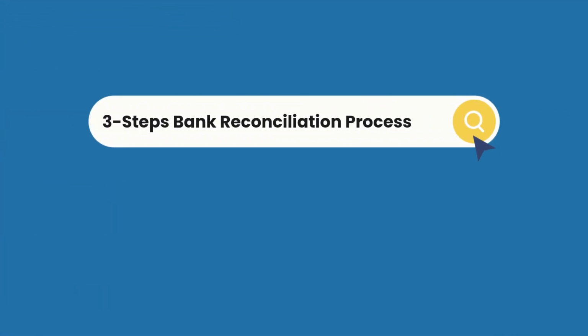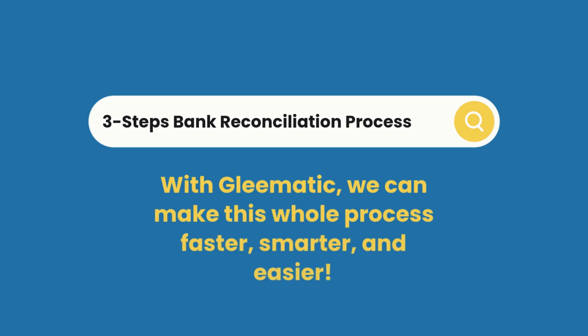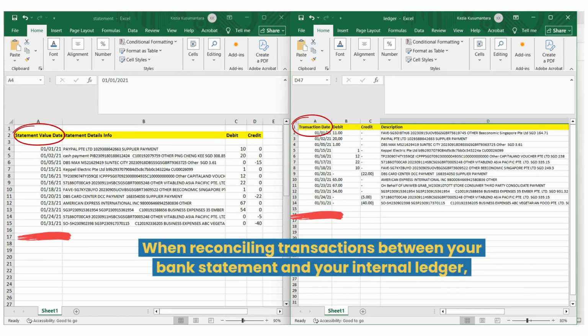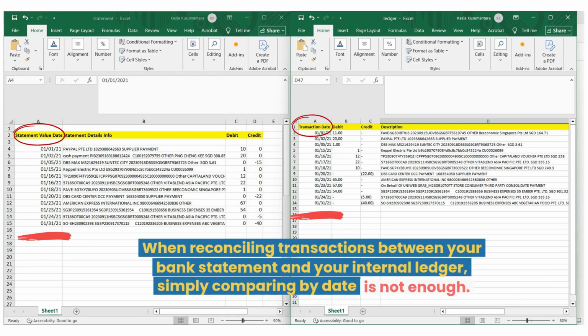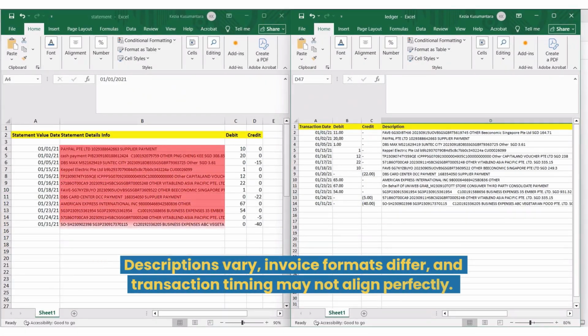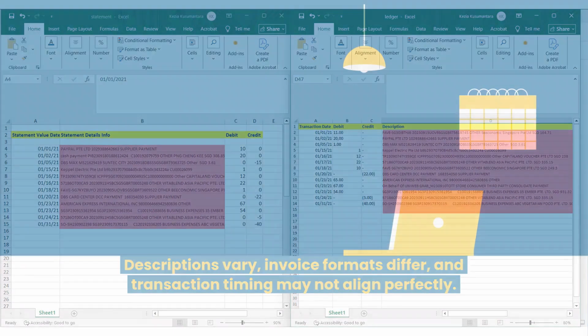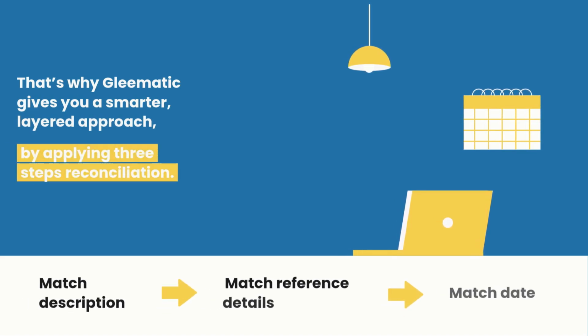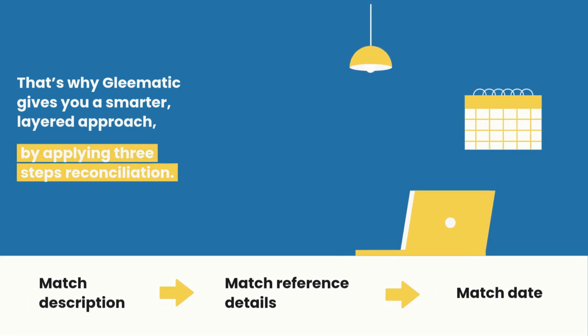Three-step bank reconciliation process. Gleematic can automate the process, so we can work faster and smarter. When reconciling transactions between your bank statement and your internal ledger, simply comparing by date is not enough. Descriptions vary, invoice formats differ, and transaction timing may not align perfectly. That's why Gleematic gives you a smarter, layered approach by applying 3 levels of reconciliation.